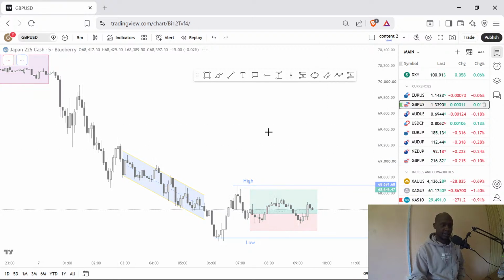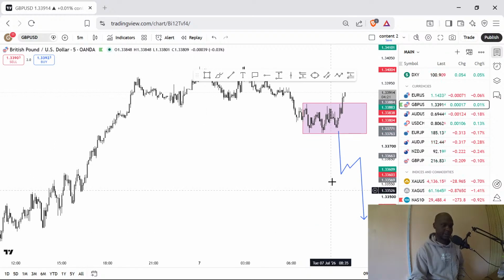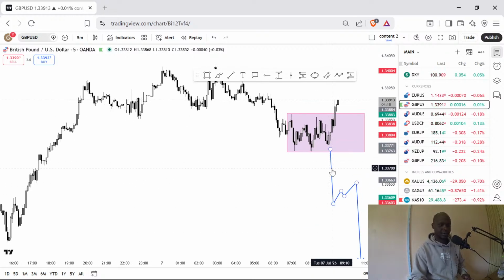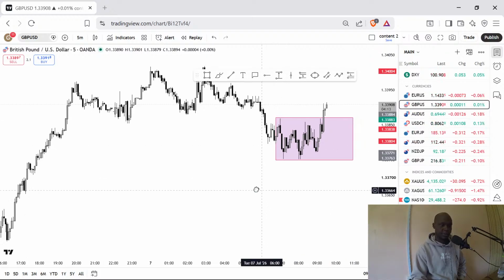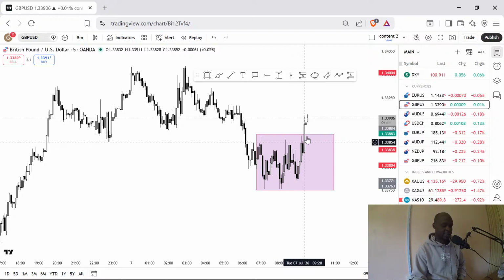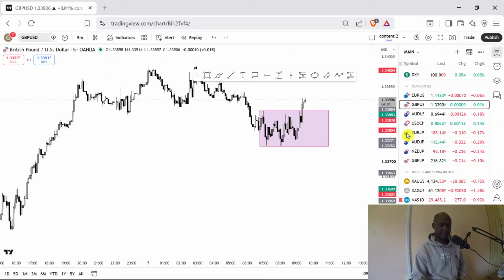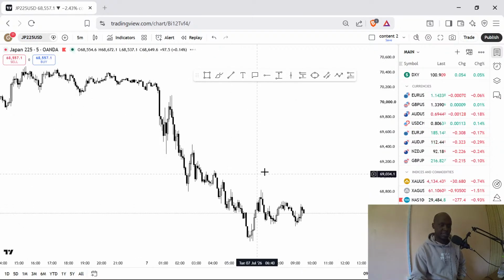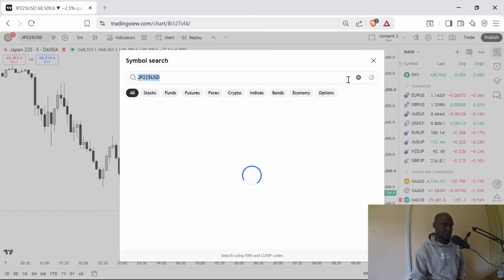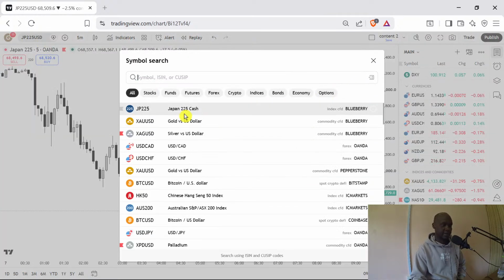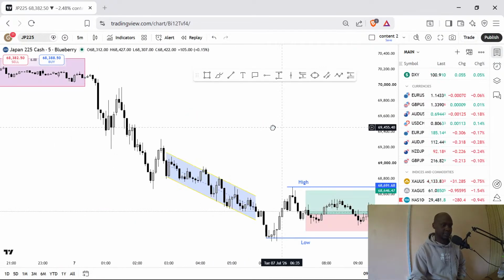Let me just see if we've gotten, no, we did not get the break that I was looking for on GBP/USD. So this is no longer a trade I'm looking for, because if we are starting to push higher, we have these areas of resistance at the top here, so I'm not looking for longs at this point in time. So I just stick to managing my trade on JP225, or the Nikkei.